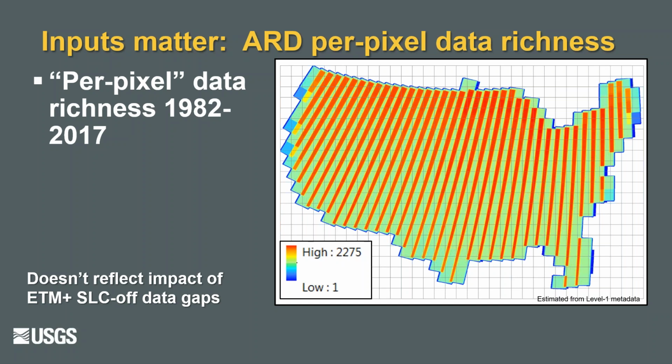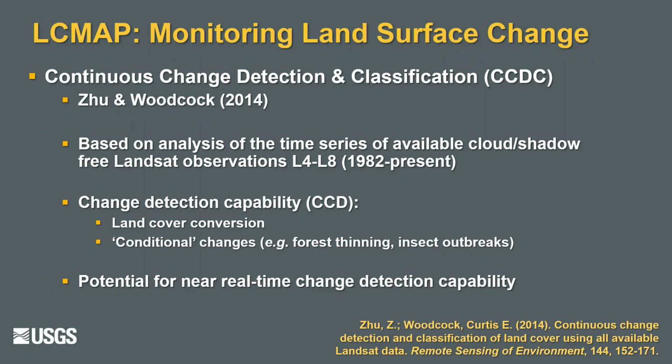And we've explored getting rid of data, but that kind of goes against the grain. So we're using all of the pixels that are good quality. This doesn't show the good quality pixels. So what is LCMap, and what do we use for our approach?